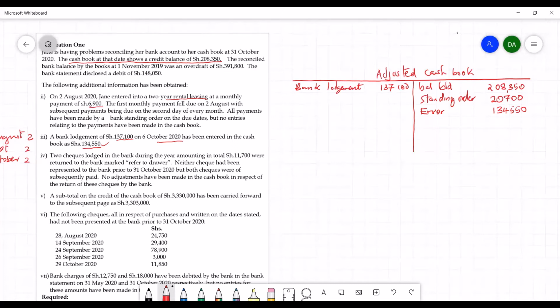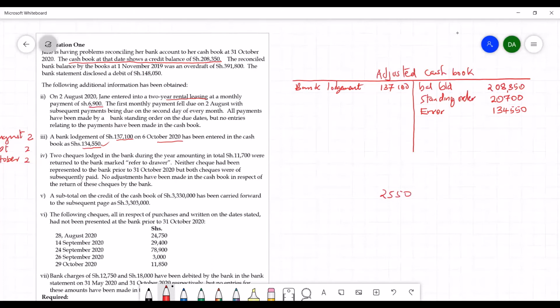Right. So that is how to correct that error. Alternatively, we could correct that error by finding the difference between the correct amount and the wrong amount. The correct amount is 137,100 minus the wrong amount, which is 134,550. And that gives us a difference of 2,550.